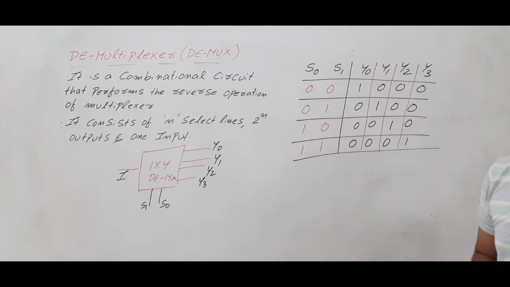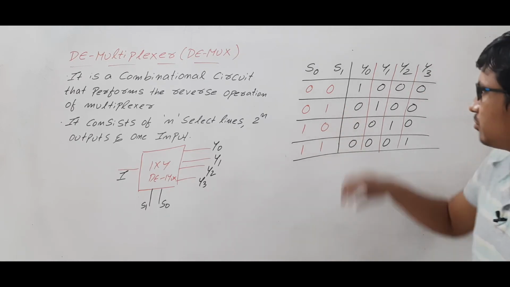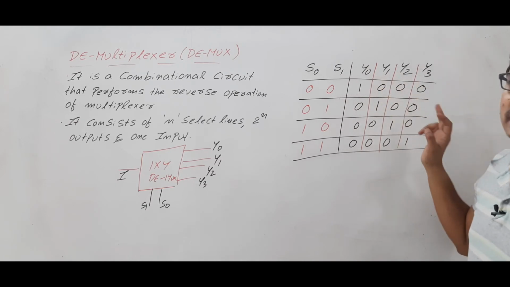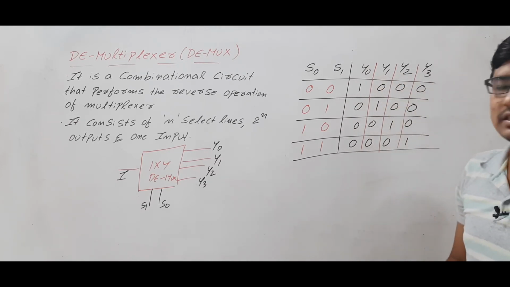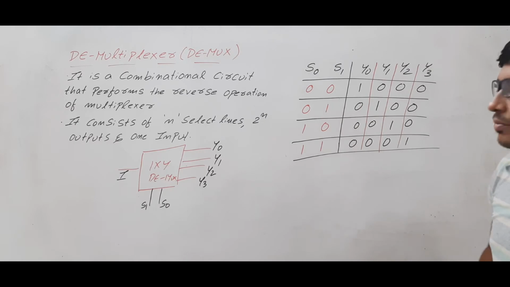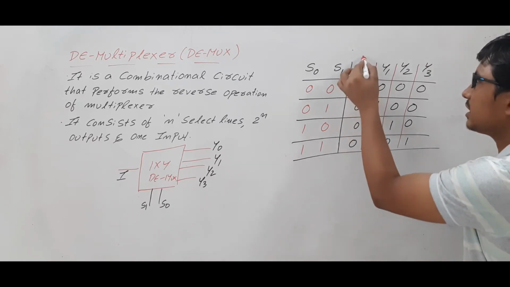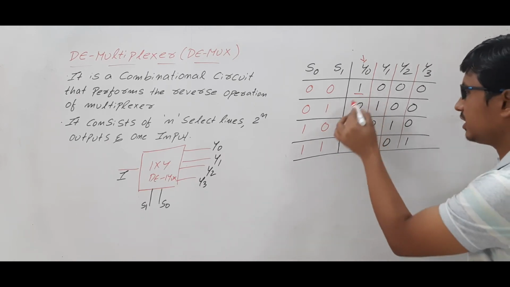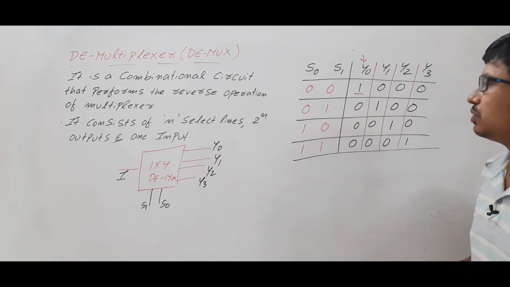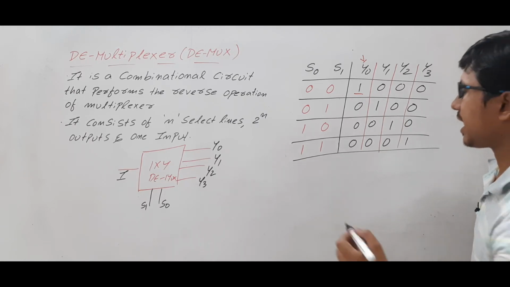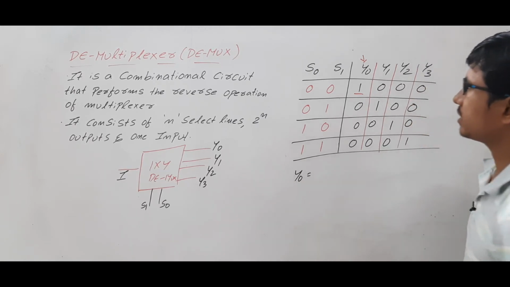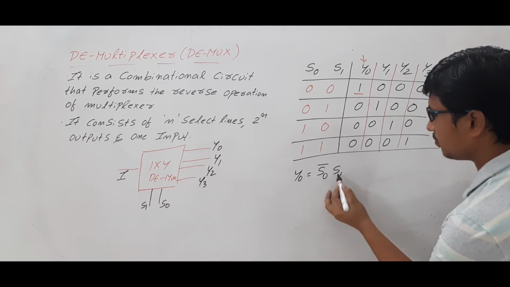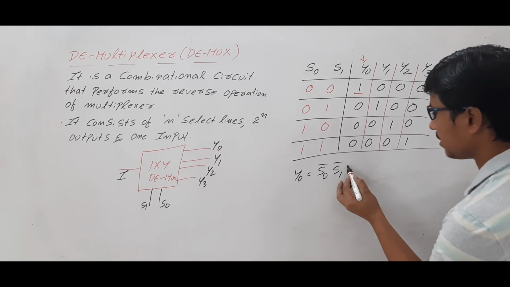Okay, now if we want to minimize this expression for each, how many function outputs did we get? 4 functions. So this is one function, this is another function, this is another function, and this is another function. Now let me take the minimized one. I will take this y naught. Wherever there is a 1, those I will consider. Wherever it is 0, they are the max terms. So y naught can be represented as S0 complement, S1 complement, and I. Am I right or wrong?